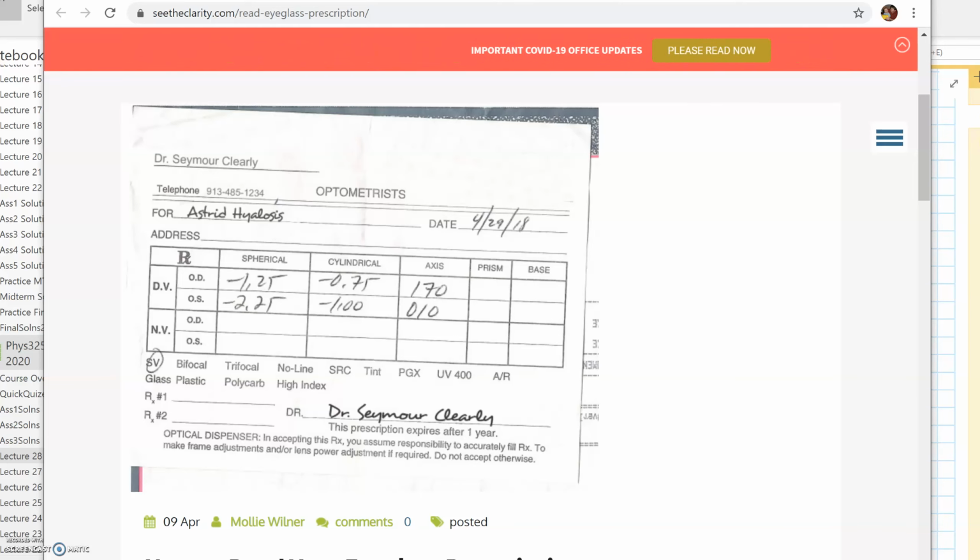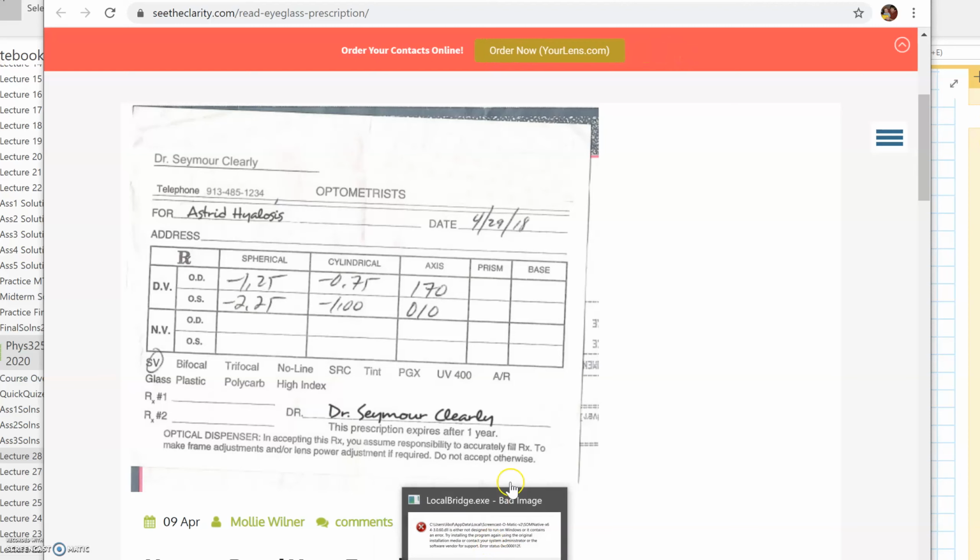But we have two columns here. We have the cylindrical part, which is the different focal lengths on different axes, and it gives you the angle of that axis. Let's postpone that until we talk about aberrations. But here we see the spherical is negative 1.25 and negative 2.25 between the eyes. This is literally the dioptric strength. So the focal length of this person's lens is 1 over 1.25 meters and negative 1 over 2.25.